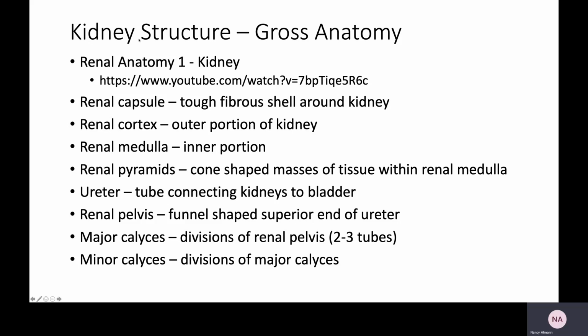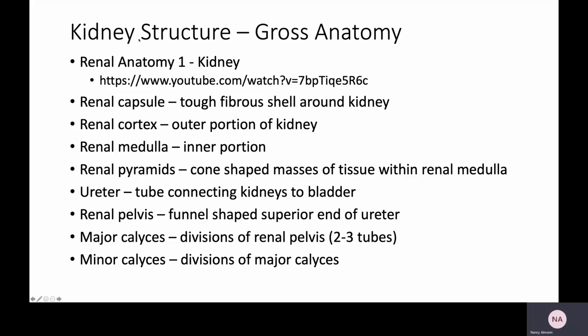Now, when you talk about the gross anatomy, there's actually a good video listed there, which is a man who is quite good at art, drawing out the structure of the kidney and going over each of these structures within it. The renal capsule is going to be fibrous connective tissue that is a shell or covering of the kidney. It provides a place where the kidney can be anchored, and it is also going to help protect the kidney and allow it to maintain its shape.